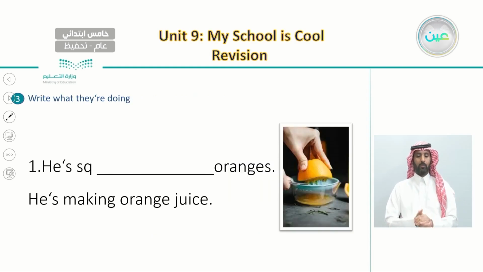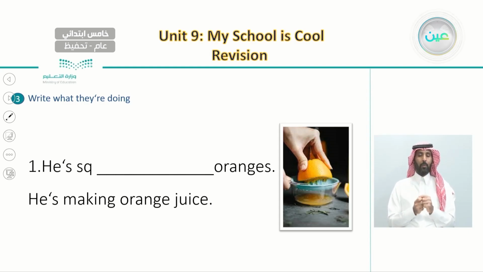Now, let us move on to the third one. Here in number 3, we need to write what they are doing. So in your books, on page 72, you can look at these different pictures. I would like you to have a look at them and then tell me what they are doing. For example, this picture here.